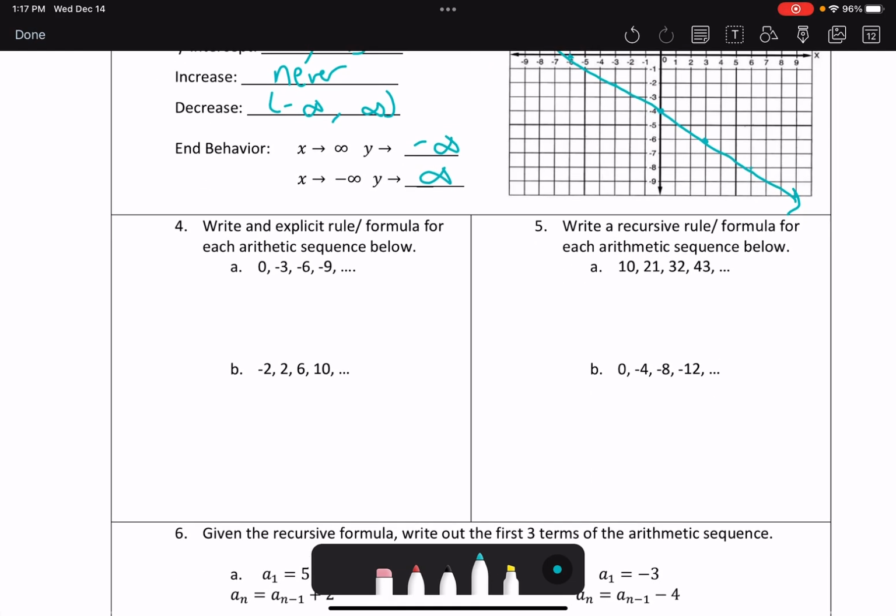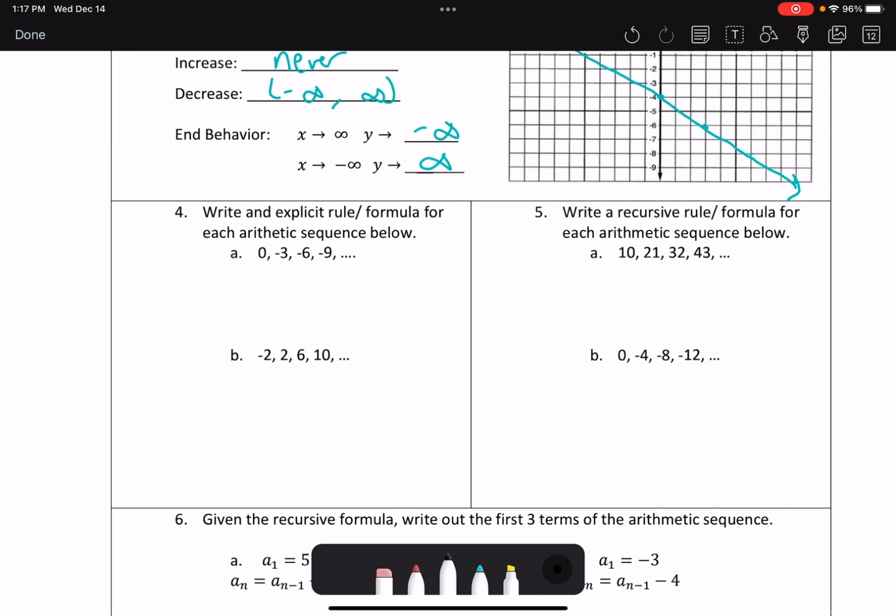This leads us into some arithmetic sequences. So arithmetic sequences align directly with our linear functions. These are going to be sequences that have some sort of pattern of addition or subtraction. And just to remind you guys, the recursive rule is a sub n equals a sub n minus 1 plus d, and the explicit rule is a sub n equals a sub 1 plus n minus 1 times d.